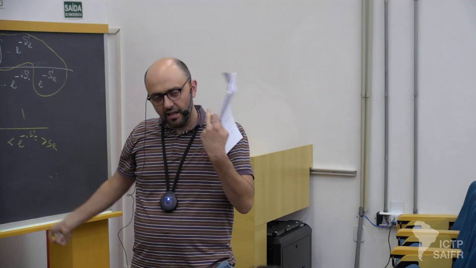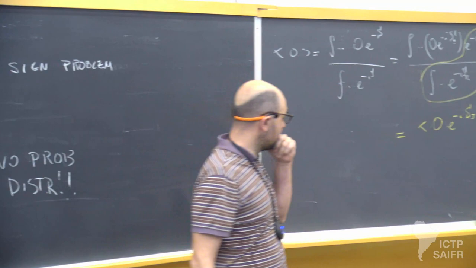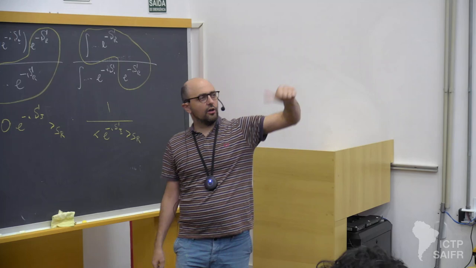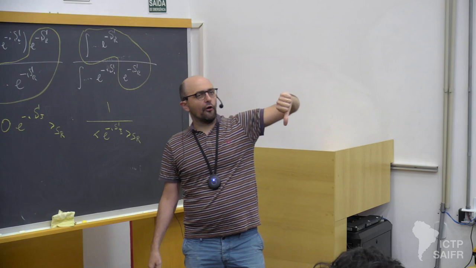But then you realize that there is the following problem. What you are trying to sample in this integral is very easy to see. Here you are trying to sample a function whose sign oscillates very fast. In the extreme limit, you are trying to take an average of a sign plus and a sign minus. So this is something that on average is zero. Okay?